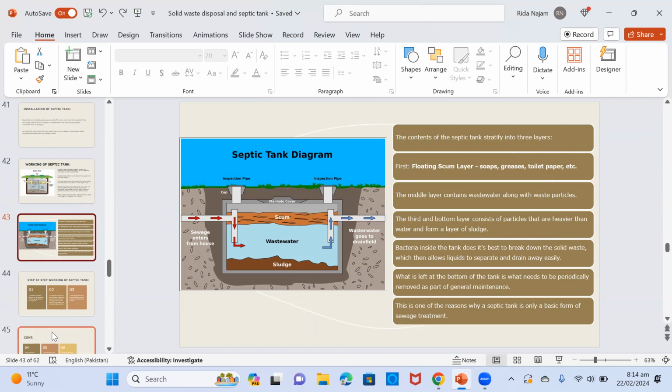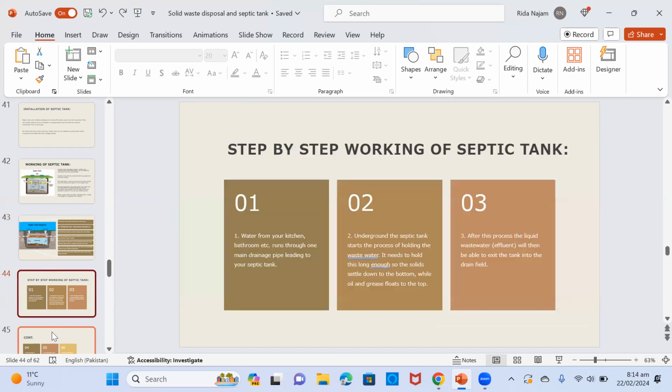First is the floating scum layer, which includes soap, greases, toilet paper, etc. The middle layer contains wastewater along with waste particles. The third and bottom layer consists of particles that are heavier than water and form a layer of sludge. Bacteria inside the tank does its best to break down the solid waste, which then allows liquids to separate and drain away easily. What is left at the bottom of the tank is what needs to be periodically removed as part of general maintenance. This is one of the reasons why a septic tank is only a basic form of sewage treatment.